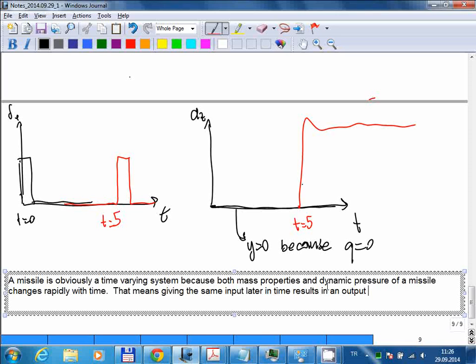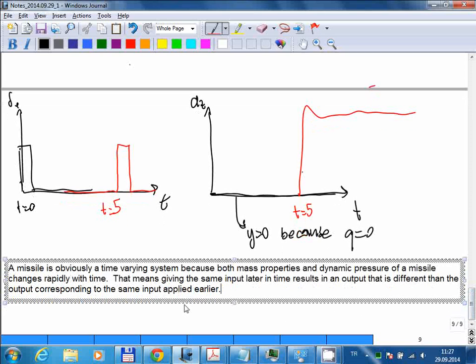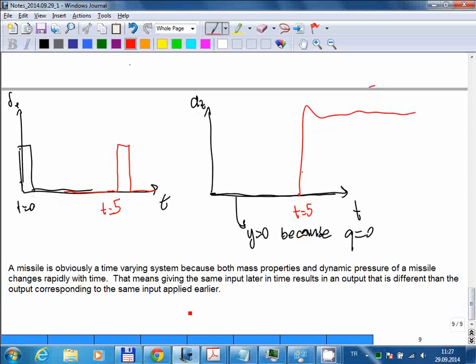Giving the same input later in time results in an output that is different than the output corresponding to the same input applied earlier. Okay, I guess you understand what I mean. Okay, so this is how you distinguish a time-varying system from a time-invariant system.